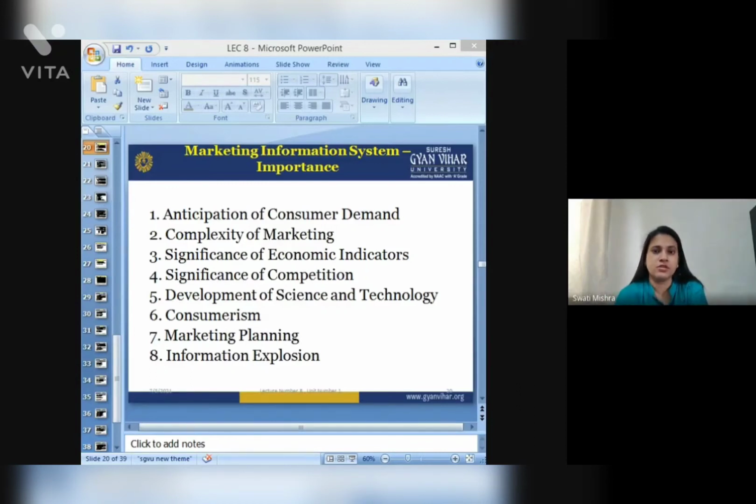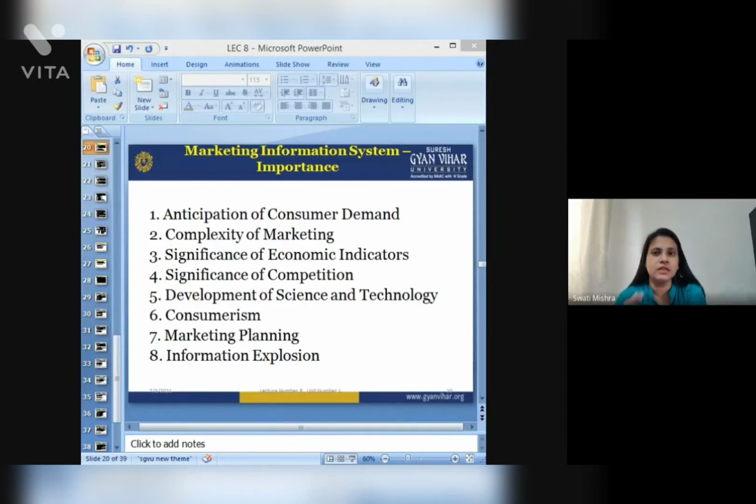Then of course, there is the complexity of marketing. The modern marketing process has become much more complex and elaborate, and ever expanding markets and multinational marketing activities require adequate marketing intelligence, service, and of course a very organized form of information systems.